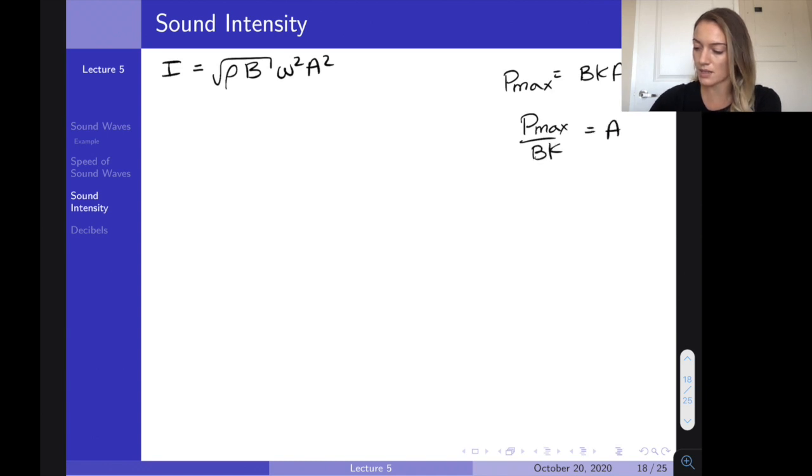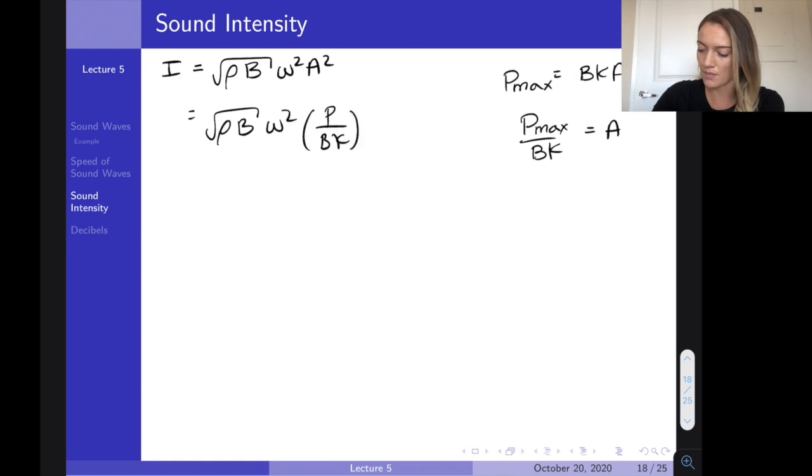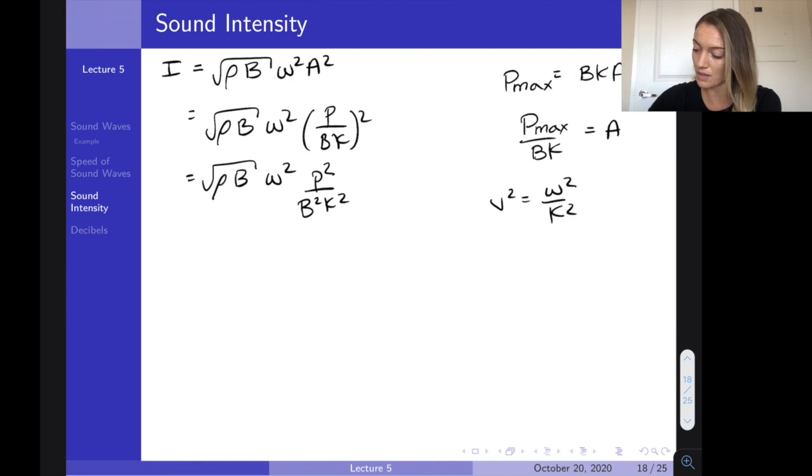So we're going to replace this with this to get rid of the amplitudes and talk about the maximum pressure difference. So we're going to have the square root of rho B, omega squared, and then P max, I'll leave out the max for now, over BK squared. So let's just rewrite this a little bit. We've got an omega squared, P squared, B squared on the bottom, K squared here. So now you see here I have an omega squared and a K squared. And omega squared over K squared is equal to the velocity squared, right? So V squared is equal to omega squared over K squared. So I'm going to replace this omega squared and this K squared with the velocity squared.